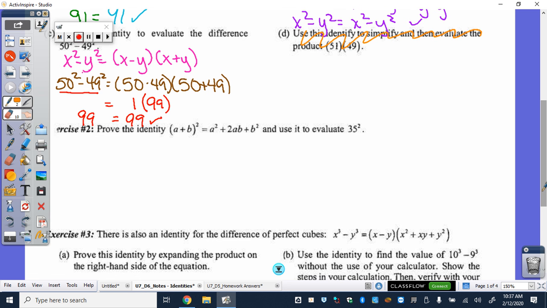So if we take a look at our second one, they want us to prove the identity (a plus b) squared equals a squared plus 2ab plus b squared. And then they want us to use it to evaluate 35 squared. So (a plus b) squared really is (a plus b) times (a plus b). So this time we're going to multiply out the left side to see if it matches the right side.